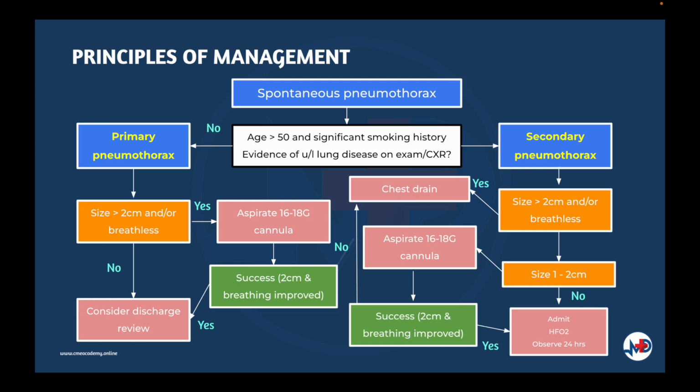For secondary pneumothorax, if the patient is more than 50 years old and the rim of air is more than 2 centimeters and or the patient is dyspneic, then a chest drain needs to be inserted. Otherwise, attempt aspiration if the rim of air is between 1 to 2 centimeters. If aspiration fails when pneumothorax is still greater than 1 centimeter, a chest drain should be inserted. All patients should be admitted for at least 24 hours, and if the pneumothorax is less than 1 centimeter, then the British Thoracic Society guidelines suggest giving oxygen and admitting for 24 hours.